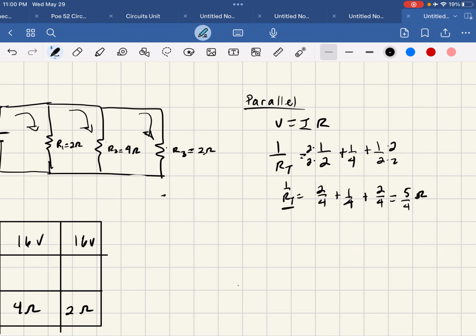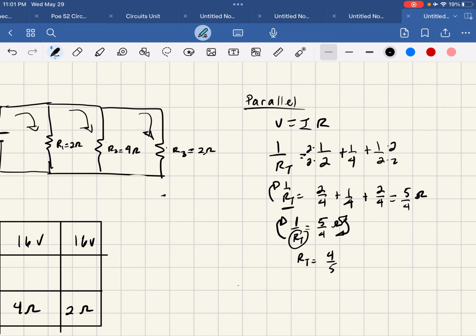Since this is on the denominator, we have to flip this, okay? Because we have 1 over RT equals 5 over 4 ohms. We want this to be on the top, so we just flip the fractions, which is going to give us a total resistance equal to 4 over 5. Okay.